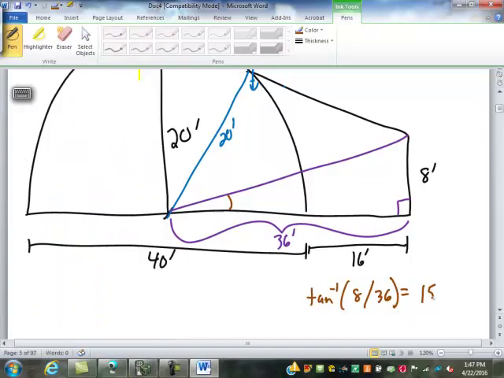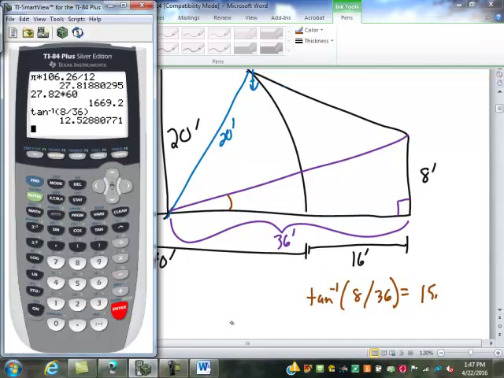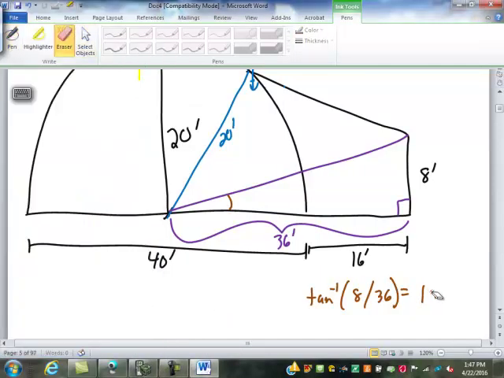12.53 degrees. I don't know where I got the 15. So this angle is 12.53 degrees. What that means is this angle up here is 77.47 degrees. How did I get that? Subtract from 180. Very good. 180 minus 90 is 90, minus 12.53 is 77.47. Do I know this length here?